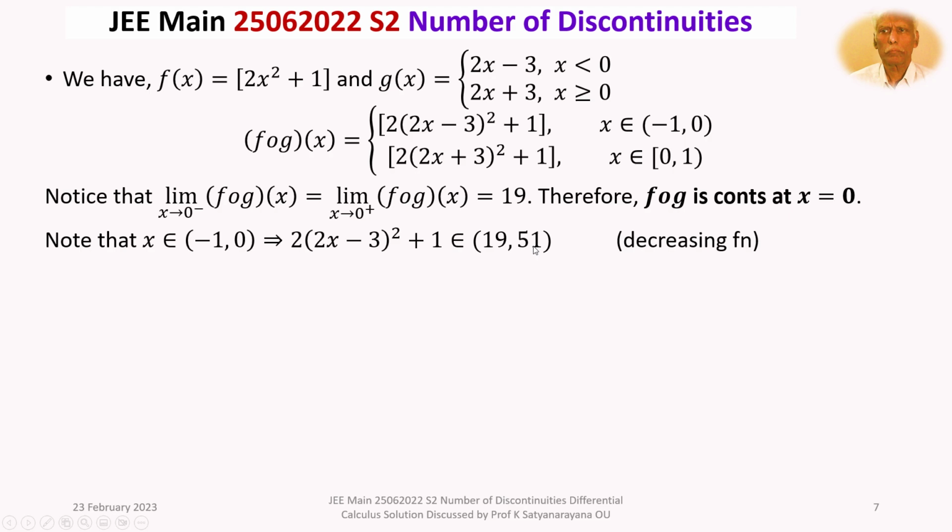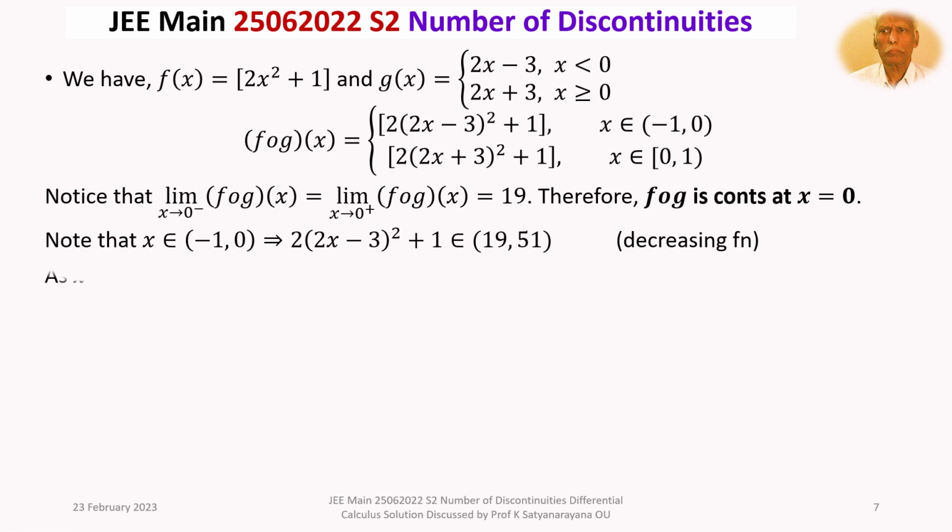So it starts from 51, and x equal to 0 gives 19. So it starts from 51 and comes down to 19. That means it is a decreasing function in this interval -1 to 0. Anyway, we have to count the number of discontinuities in the interval, so we take the open interval 19 to 51, but it's actually dropping from 51 to 19.